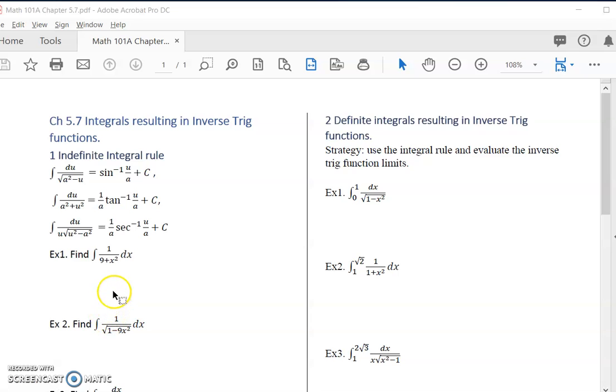Hello, calculus student. This is the last chapter of the course, chapter 5.7, integrals resulting in inverse trig functions. We will first introduce this rule that involves u and a, which is kind of funny. If you have an integral of du over the square root of a squared minus u, I think this is u squared. That's a typo. I'll change it in the original notes, but this should be a u squared.